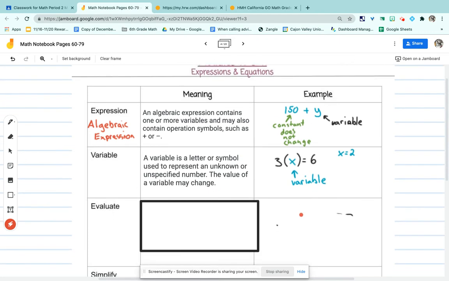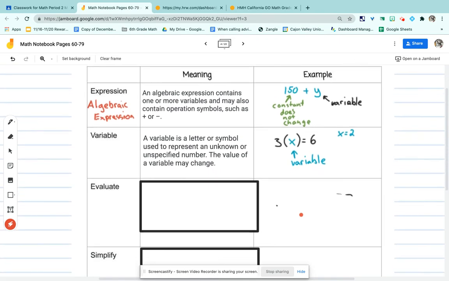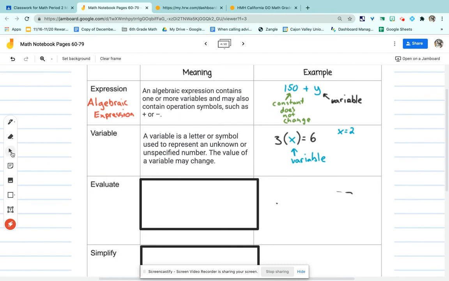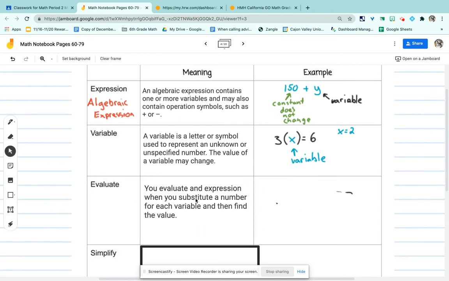Now, moving on, our next vocabulary word is evaluate. And I'm going to move this blind out of the way. You evaluate an expression when you substitute a number for each variable and then find the value. And actually, we did that up above with the expression, but I'm going to give you another example here. And this is straight out of the book.